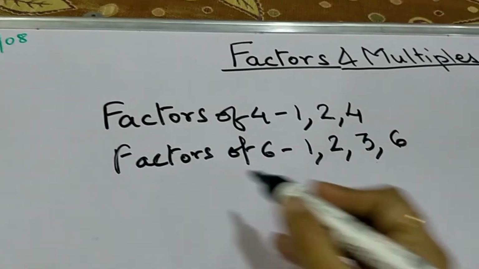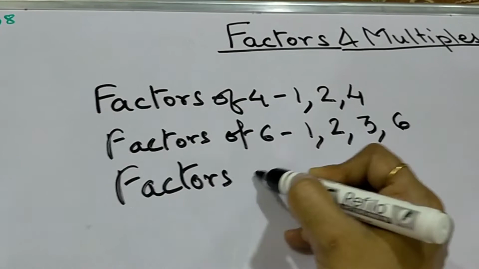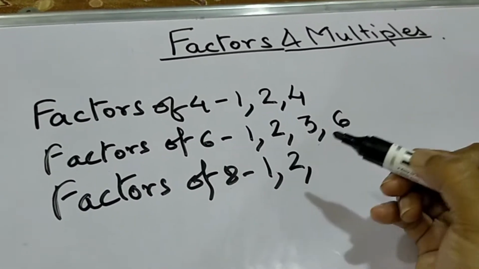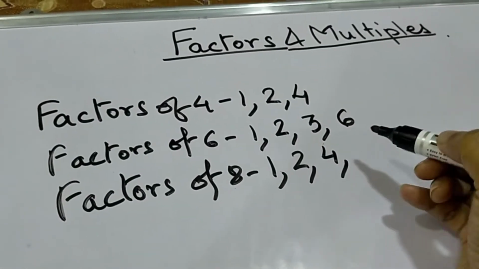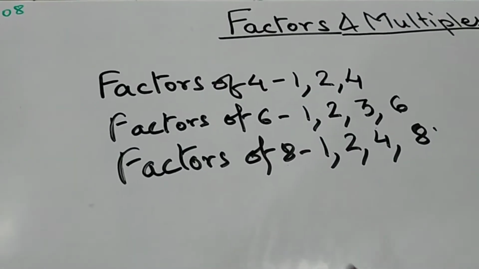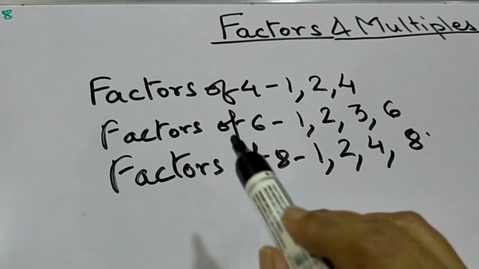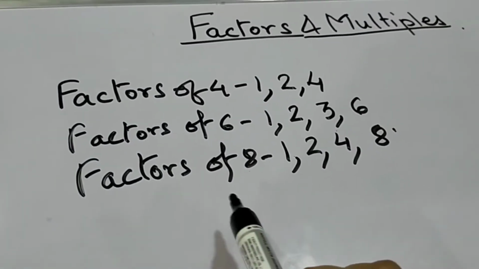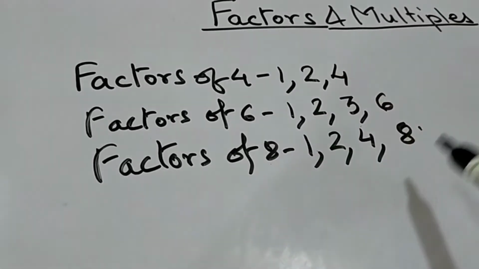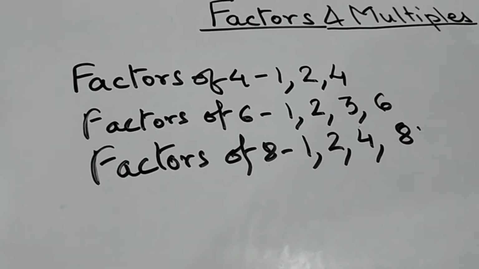Factors of 8: 1, 2, then 4 and 8. And if I am talking about find the common factors of 4, 6 and 8. Common means जो तीनों में है. Common factors of 4, 6 and 8 means you have to find the common factors, मतलब जो तीनों जिसके टेबल में आ रहे हैं.